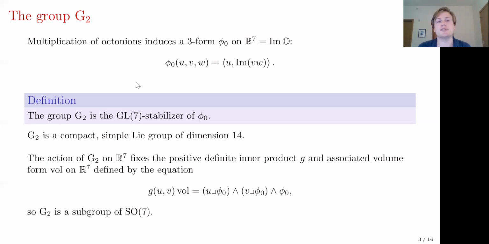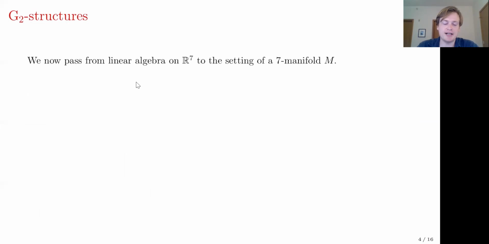We said G2 was compact, so it would have had to be a subgroup of O7, but it turns out it's actually a subgroup of SO7. So it's kind of a really quick introduction to what the group G2 is. And we'll go immediately now from this linear algebra in R7 to the setting of a 7-manifold M.